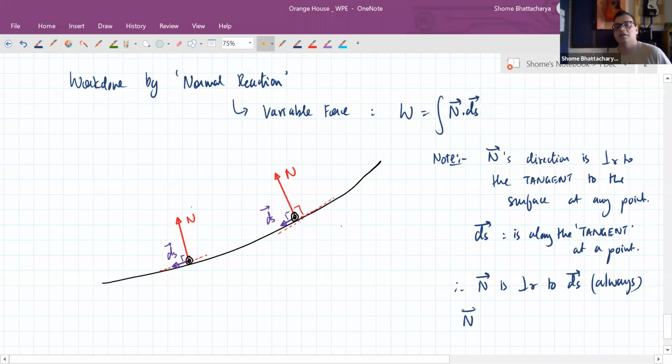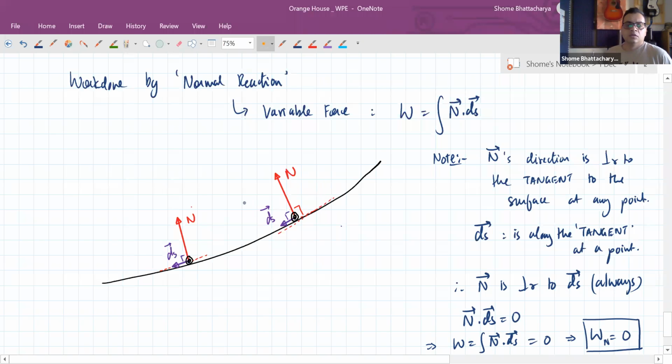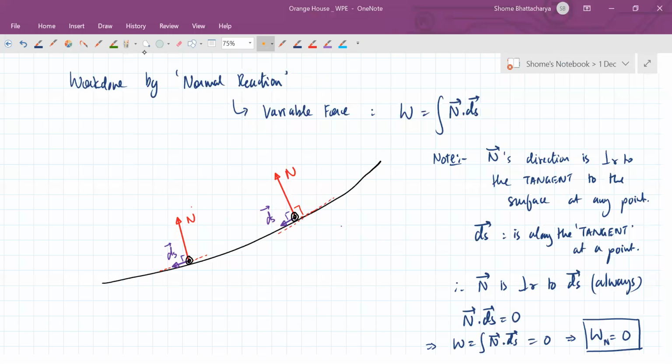So n dot ds is 0. So work done by normal reaction, which is integration n dot ds, becomes 0. So this is a very important little application over here, how the work done by normal reaction is becoming 0. Okay, just make a note of this quickly, people. And then you can calculate the final part.